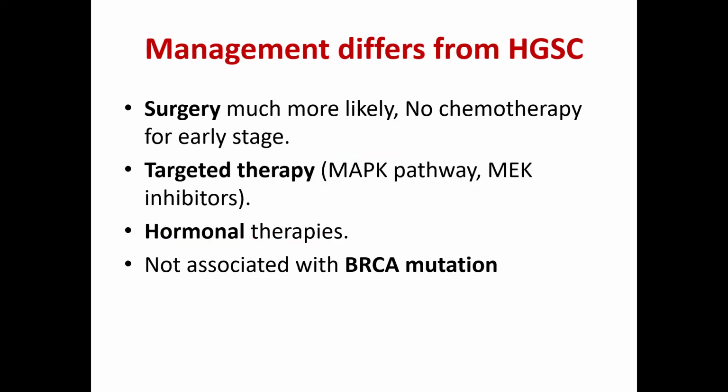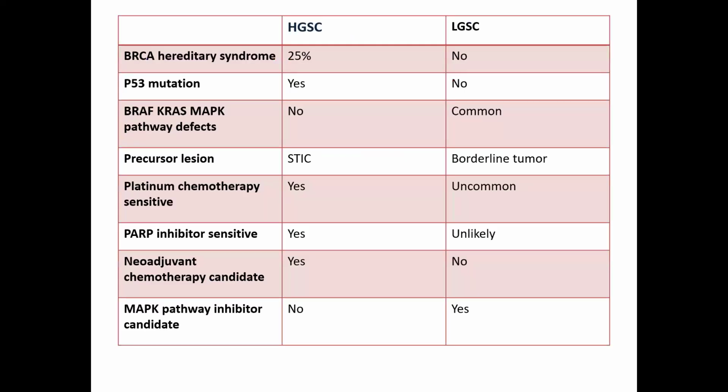No great response to chemotherapy. They may benefit from targeted therapy, such as MAP kinase pathway and MEK inhibitors. Hormonal therapies may be an option, and it's not associated with BRCA mutation. And here's a table for the difference between low-grade and high-grade serous carcinoma. High-grade is more sensitive to platinum and PARP inhibitors than the low-grade serous carcinoma.